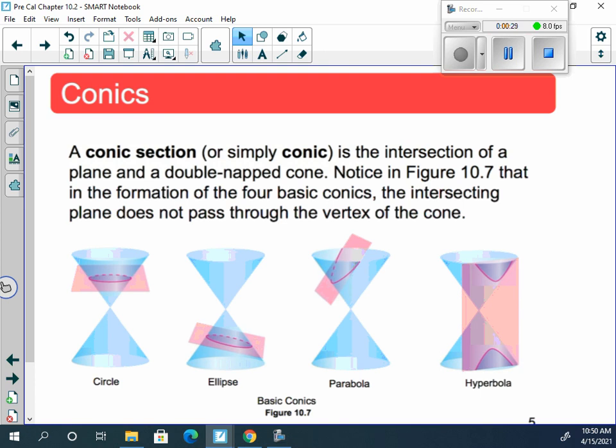Notice in figure 10.7, in the formation of the four basic conics, the intersection planes do not pass through the vertex of the two cones. So wherever the two cones intersect, the plane does not pass through there. Essentially, the only one that would really work for that would most likely be the hyperbola, but those two branches would be touching each other, and it does not work.